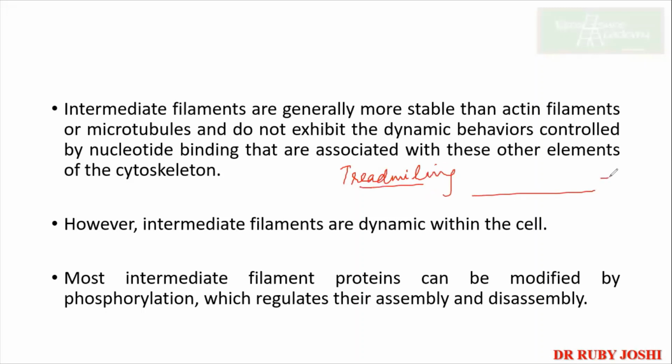It means there is a plus and a minus end. Here actin, or tubulin, keeps on being added, and here it keeps on depolymerizing. So this was the dynamic instability of actin as well as microtubules, right? But this is not seen in the case of intermediate filaments. That's what we say, that they are more stable and do not exhibit the dynamic behaviors controlled by nucleotide binding. If you remember, in actin we bound ATP, and in tubulin we bound GTP.